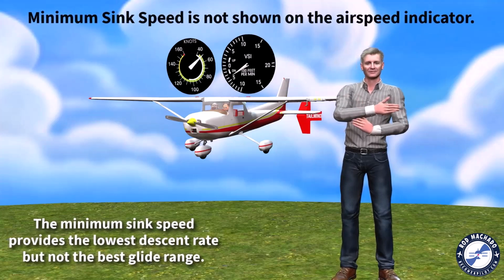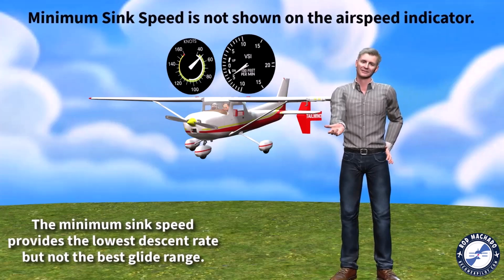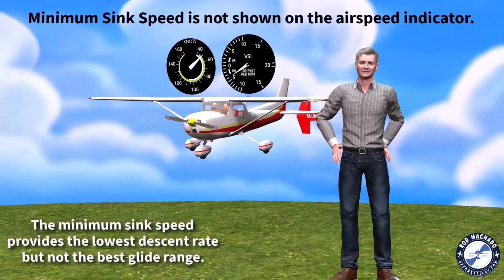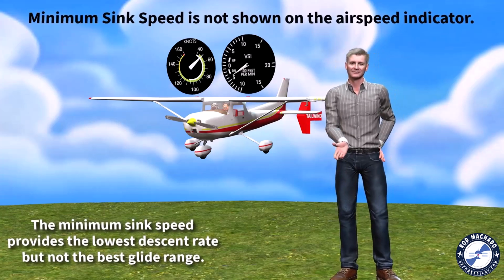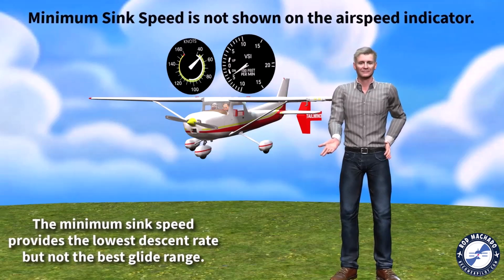And just for your information, the minimum sink speed is not shown on the airspeed indicator, and you're not likely to find it in any of your airplane's POHs. You typically have to go out and do an experiment on your own to find the airplane's minimum sink speed.